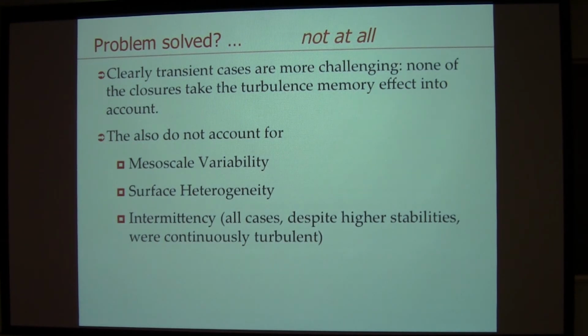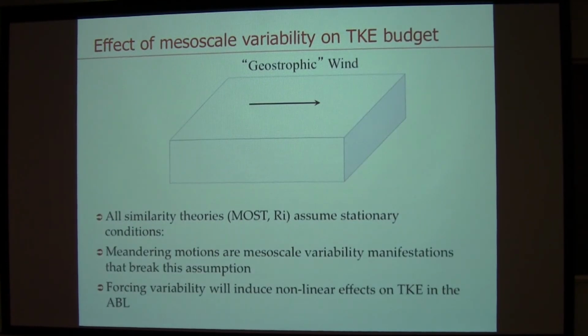There's a whole suite of other problems. We assume scale separation, but under nighttime conditions, we don't have scale separation. We have small scale forcing variability that affects the atmospheric boundary layer. Surface heterogeneity, intermittency, which I talked about at the beginning. So we're far from solving all our problems, but at least now we have tools, like high resolution LES with good subgrid scale models, that allow us to try to improve our understanding. I'm going to go quickly through a couple of problems and give you just a flavor of what we're doing.